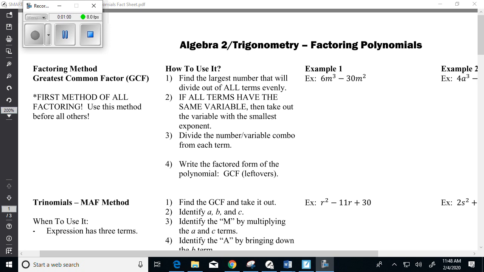To begin, let's start with greatest common factor, or GCF. This is the first factoring method. This is the first rule of all factoring. So whenever you start, this is what you would need to use.